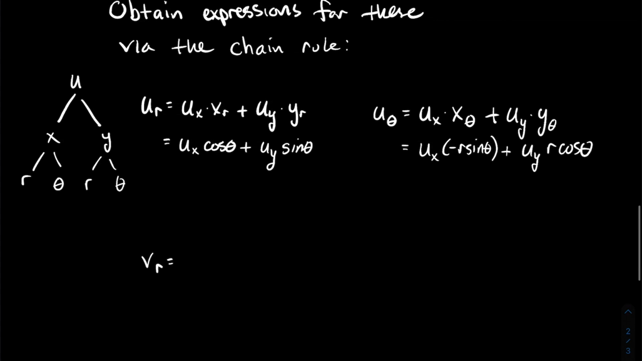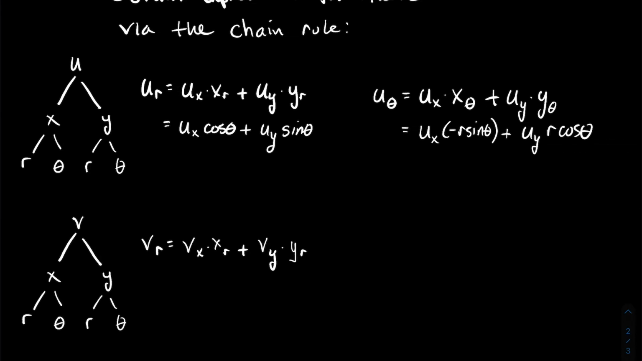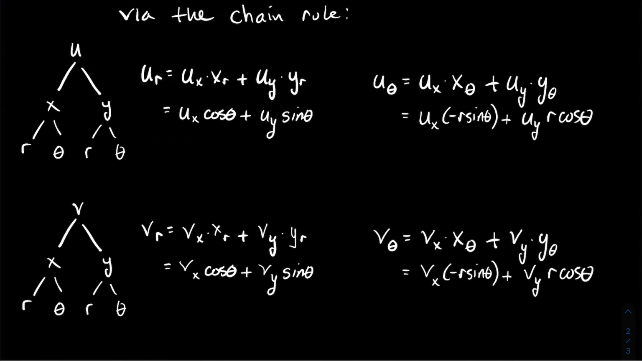You can play the same game with v, and it's going to look very similar. We're just going to get partial vx times partial xr plus partial vy times partial yr. And the same derivatives, you're going to use them again. So xr becomes cosine of theta, and yr becomes sine of theta. And partial v theta looks very, very similar as well.